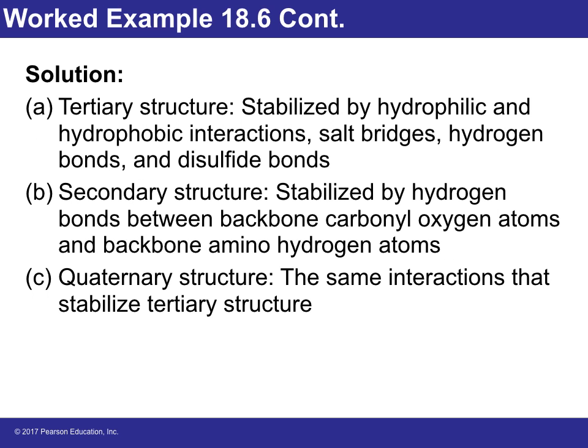So when you look at this, A will be a tertiary structure stabilized by hydrophilic and hydrophobic interactions, such as salt bridges, hydrogen bonds, and disulfide, 2-sulfur atom, bonds. For secondary structure, you have hydrogen bonds between backbones, and you're going to have here the pleated sheet, beta pleated sheet, or alpha helix. And quaternary structure has the same interactions that stabilize tertiary structure, and this is when you have 2 subunits that combine together.